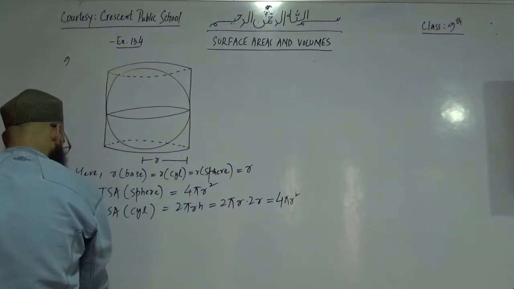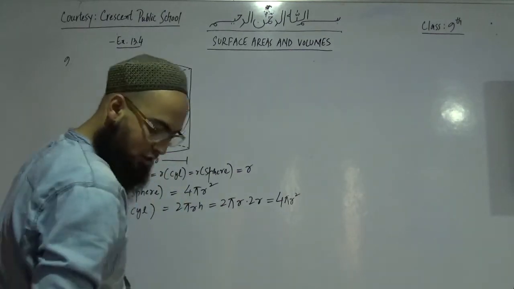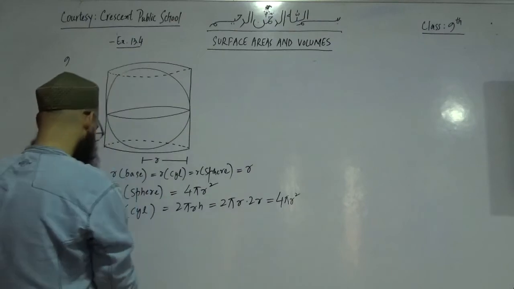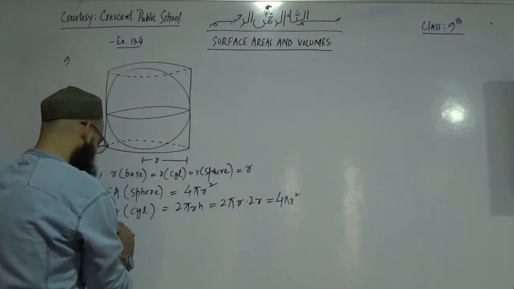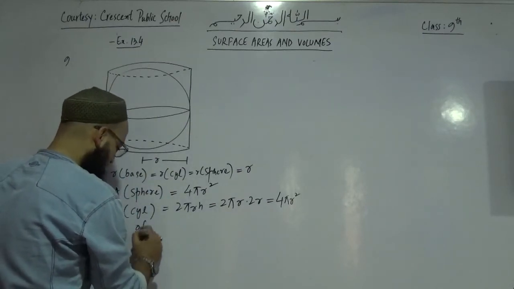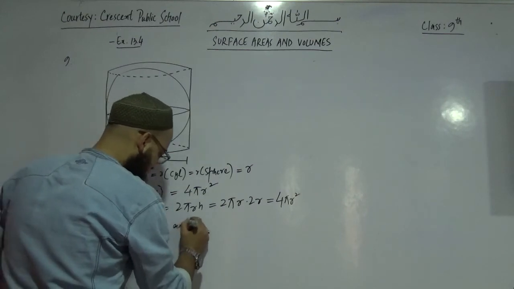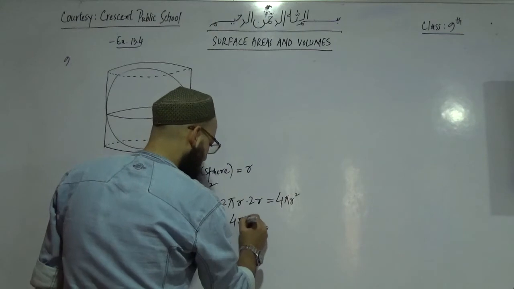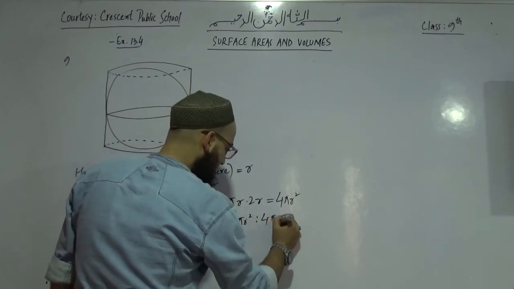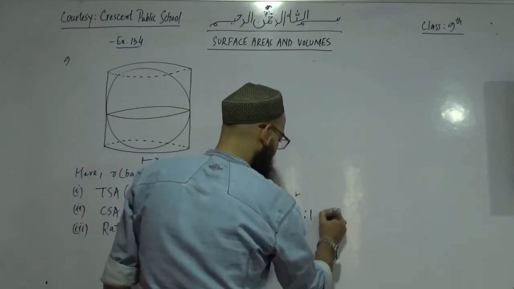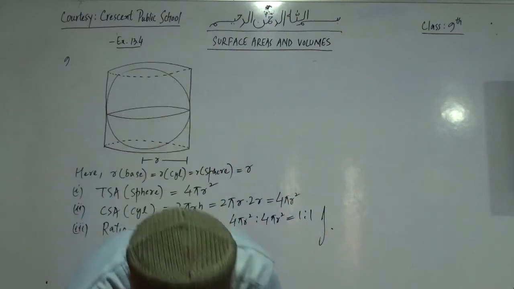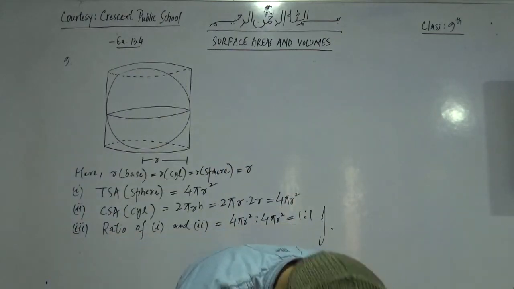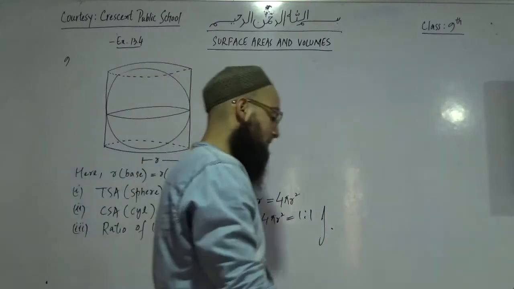Now, third one is ratio obtained in first and second. Ratio of first part and second part is equal to 4 pi r square is to 4 pi r square, and that is nothing but 1 is to 1, and that's your answer. You got it? Make a note.